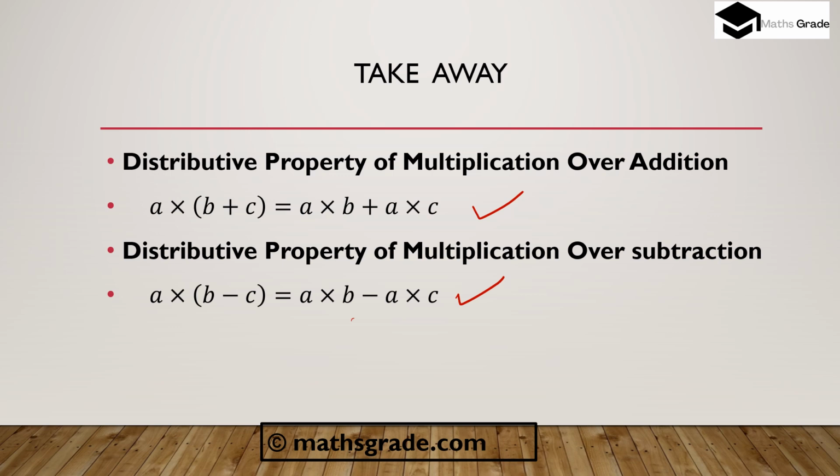So distributive property of multiplication over addition is A multiplied with B plus C is equal to A multiplied with B plus A multiplied with C, and distributive property of multiplication over subtraction is A multiplied with B minus C is A multiplied with B minus A multiplied with C. This is the takeaway from this unit, distributive properties of multiplication over addition and subtraction of whole numbers.